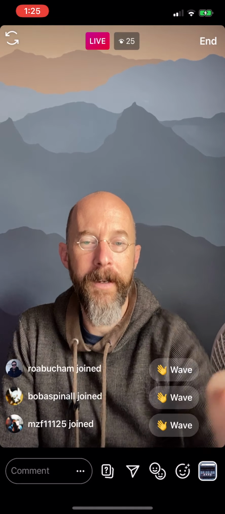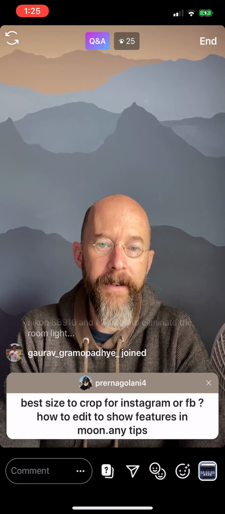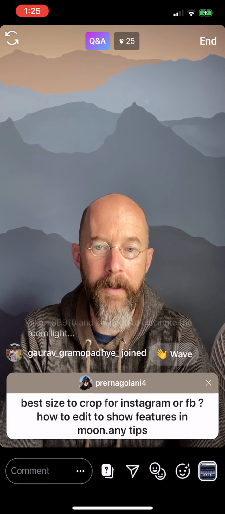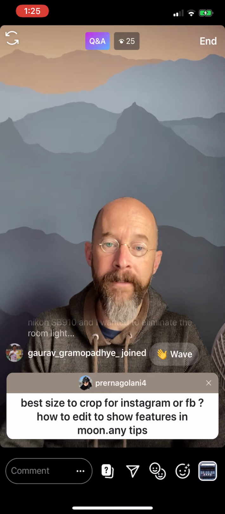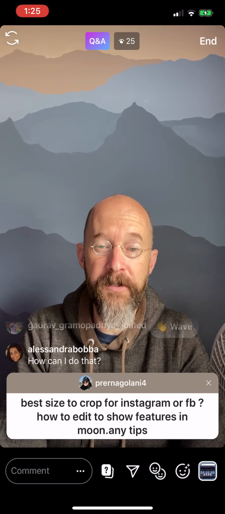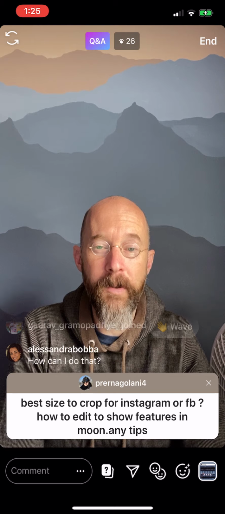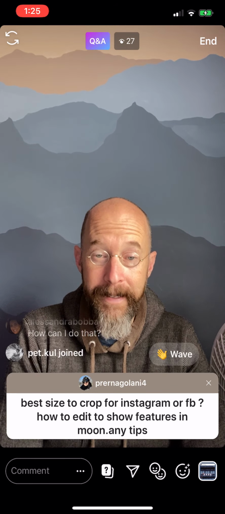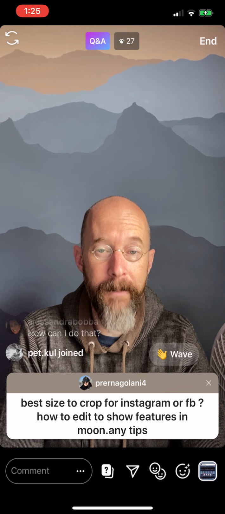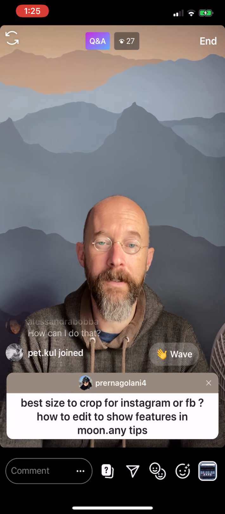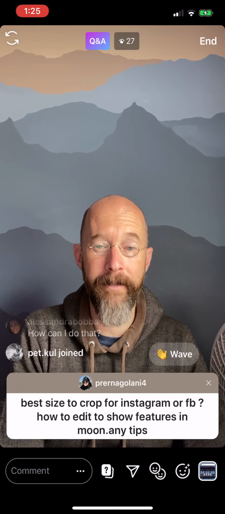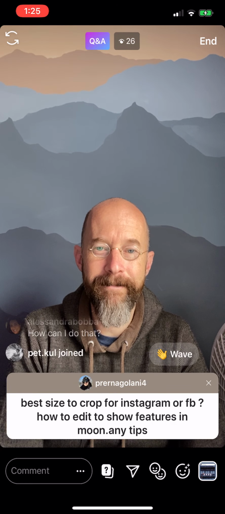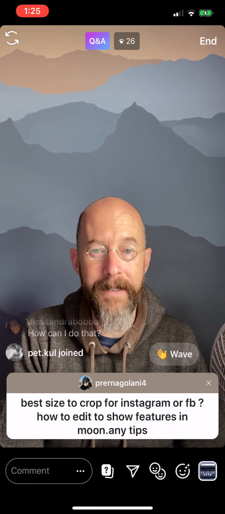Okay, let's check this one out here. Best size to crop for Instagram or Facebook? How to edit to show many features in my moon? Yes. So with regards to cropping for Instagram or Facebook, because it's the moon, I suggest square. And the reason being is square is a very accessible crop. Facebook likes square. And Instagram likes square, and because it's the moon, you're having what's called an equidistance scenario. You have a left and right side that's the same, it's symmetrical, so why not go square? It looks really good. And make sure that the moon is dead center.